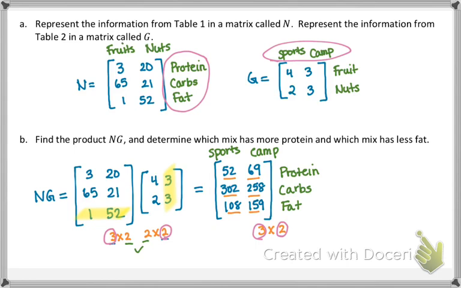I came up with a new table, a new group of information that now compares the amount of protein, carbs, and fat in each type of mix, sports mix and camp mix. And then we can answer the question. So it says, which mix has more protein? We look at protein, it looks like camp mix has more protein. Okay, so camp mix has more protein.